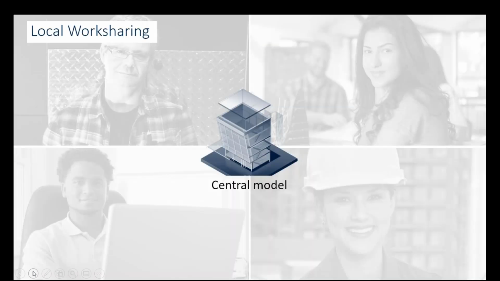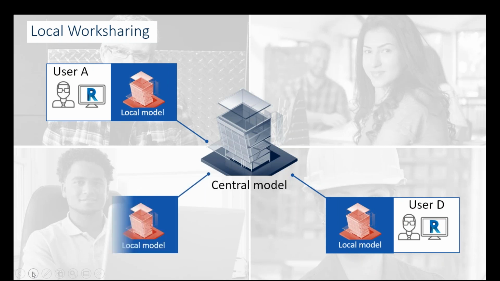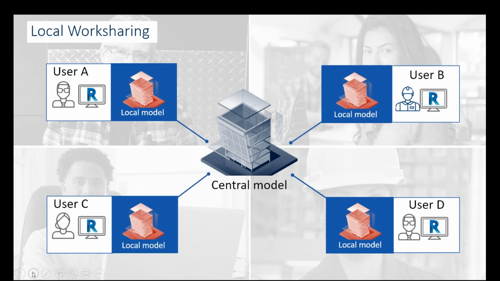Okay, so internal methods would be firstly local work sharing, and that's creating a central model on a server or a PC that serves as a server. And then we can connect users A, B, C, and D, and they can then connect and create a local model onto their desktop that then reads the central model, but is not working directly on the central model itself.